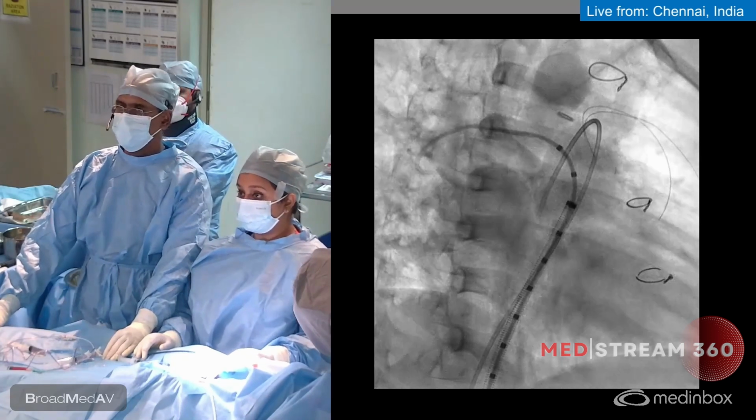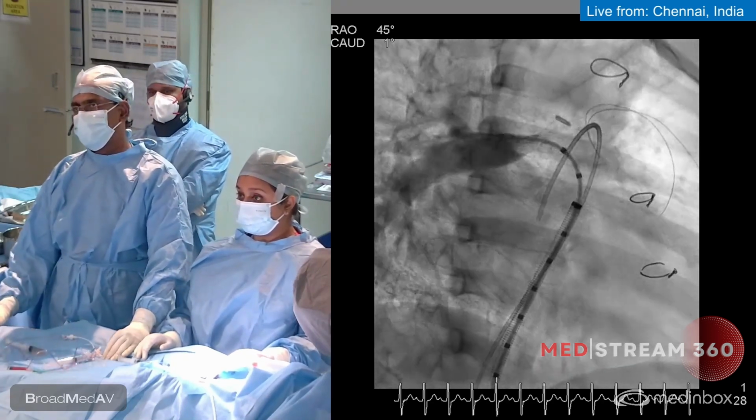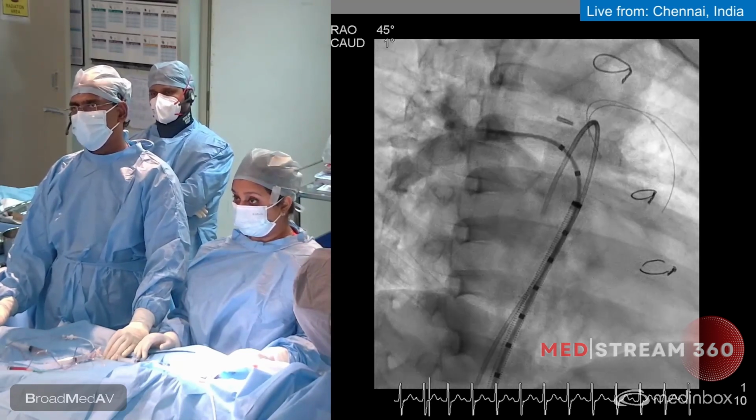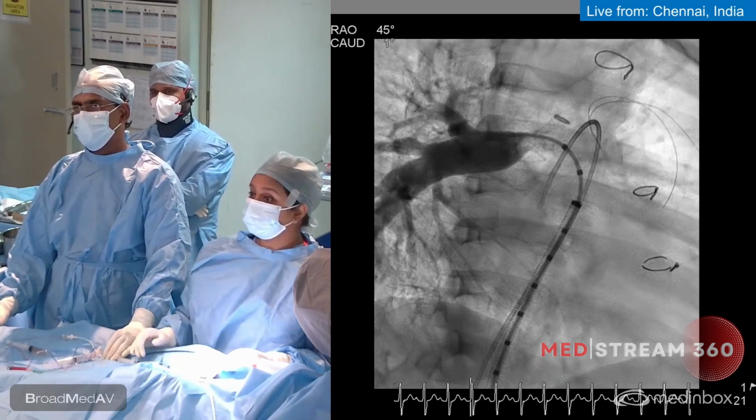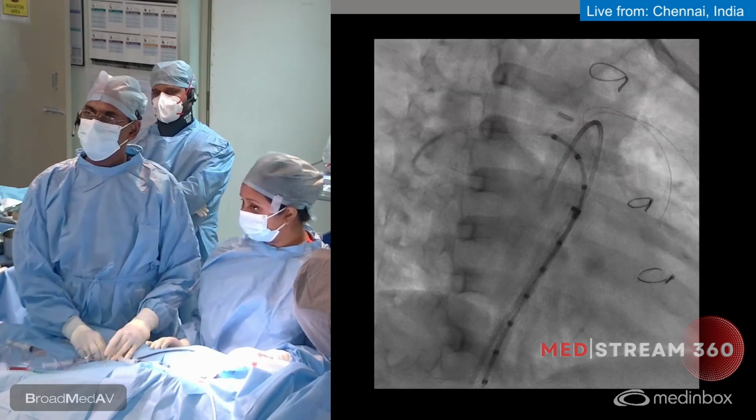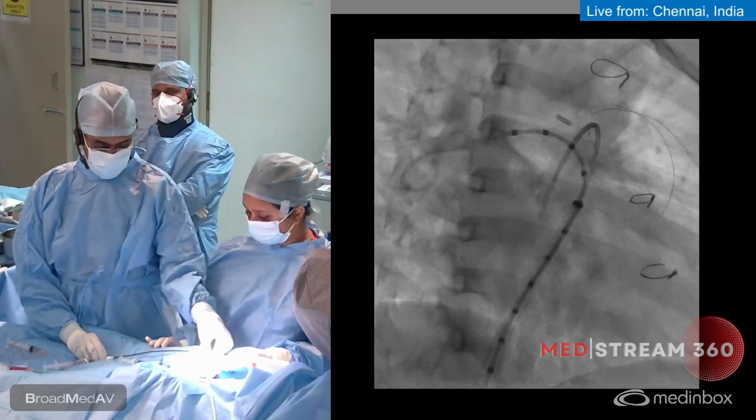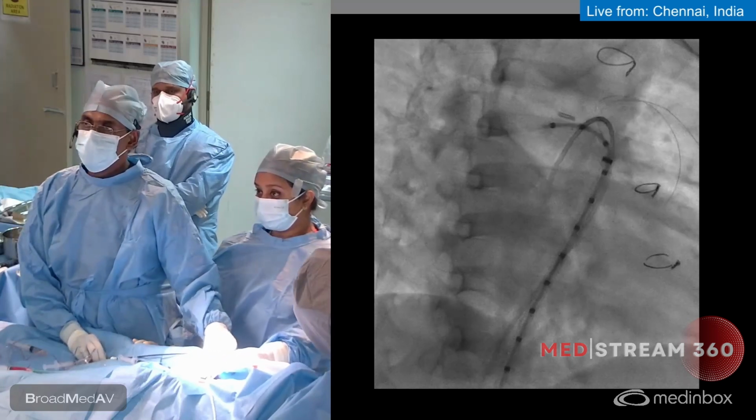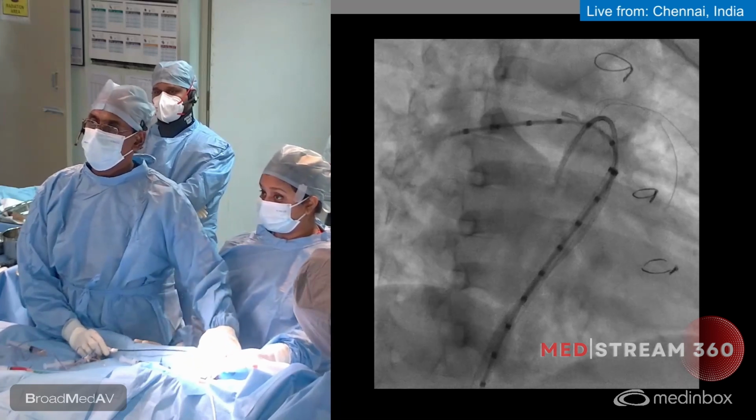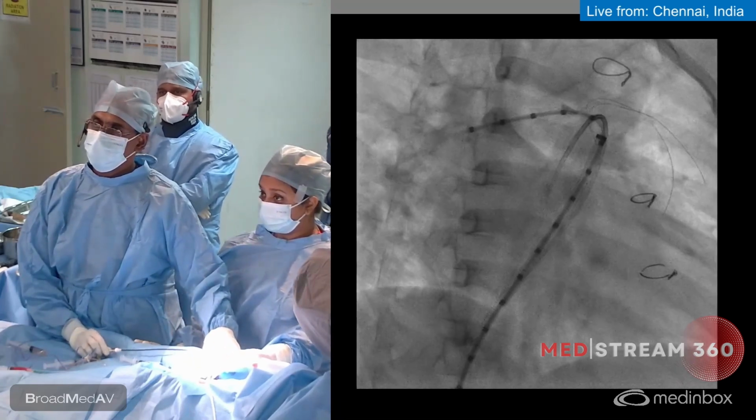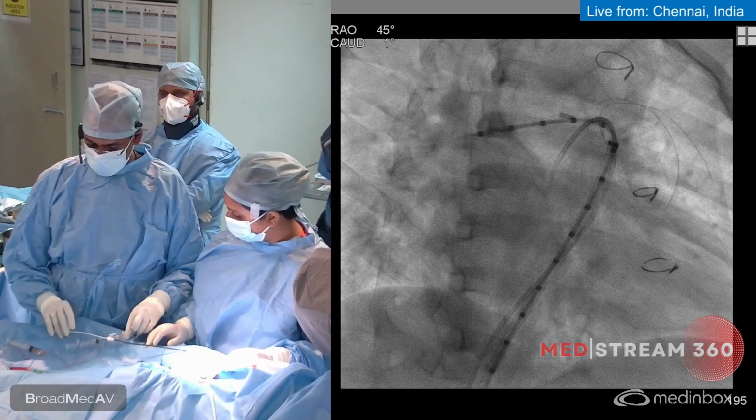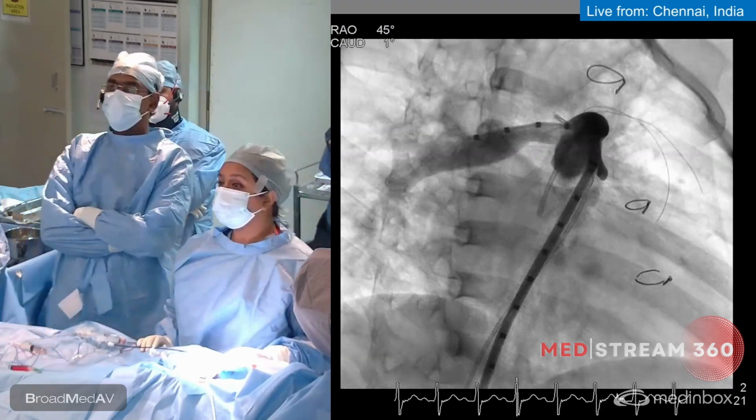It's quite a significant narrowing, and we can find that a lot of the contrast is actually going distally. Freeze the image and show the narrowing. Yeah, so that's the narrowing. I'm going to advance the catheter into the right pulmonary artery, advance my sheath and make an angiogram here through the sheath with my hand.